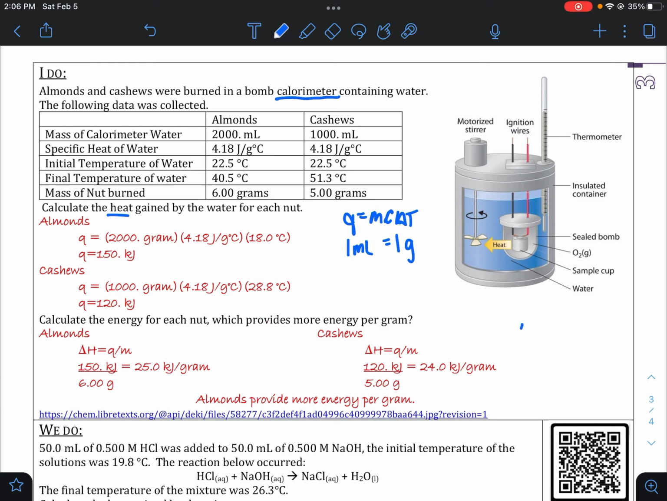Okay, and that is the equation, Q over M: the heat given off divided by the mass of the individual nuts. For the almonds, it gave off 150 kilojoules, and we had 6 grams of almonds. So we get about 25 kilojoules per gram versus cashews, which is 24 kilojoules per gram. So almonds provide more energy per gram, because obviously it's a bigger number.